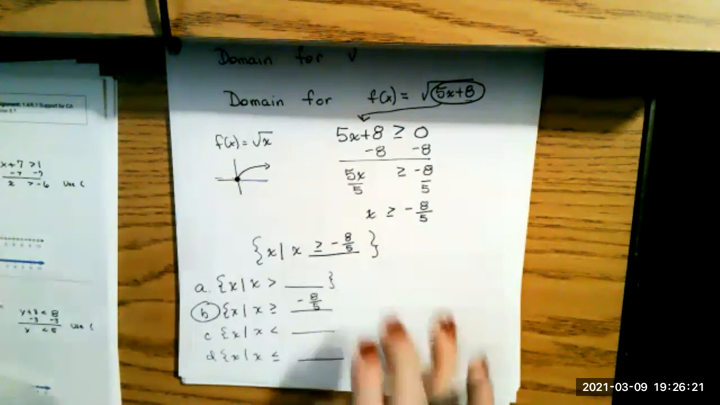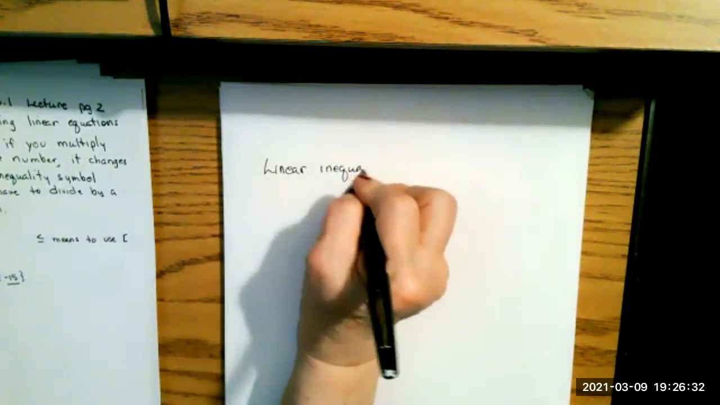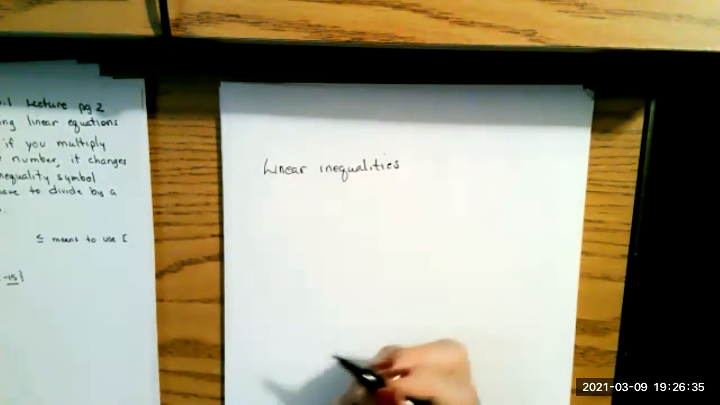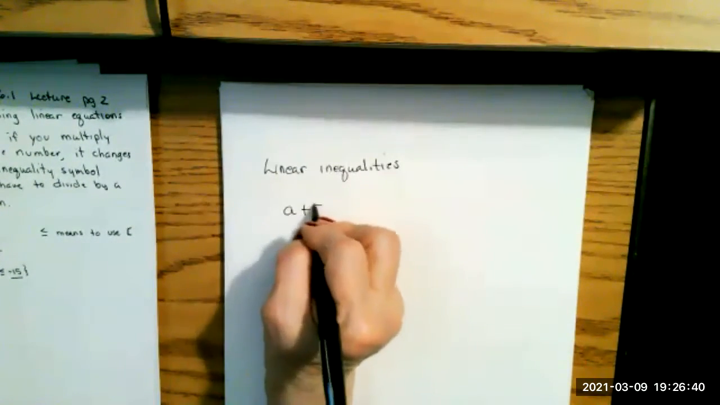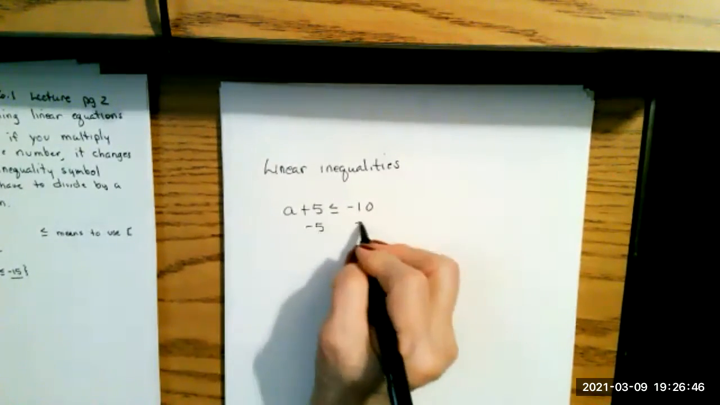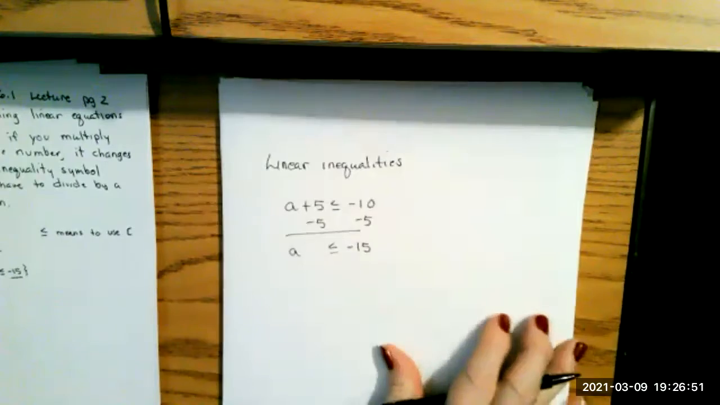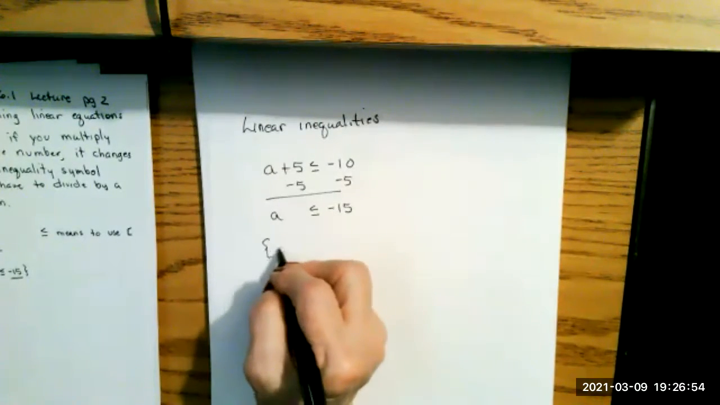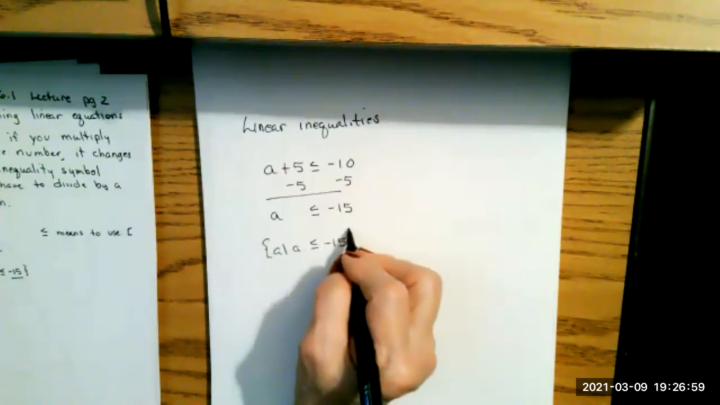Okay. The second part of this we've already done in class. The second part of this is linear inequalities. And you will remember doing this before, I hope. If you have a plus 5 is less than or equal to -10, subtract the 5 off, and so you get a is less than or equal to -15. So the solution would be a such that a is less than or equal to -15.